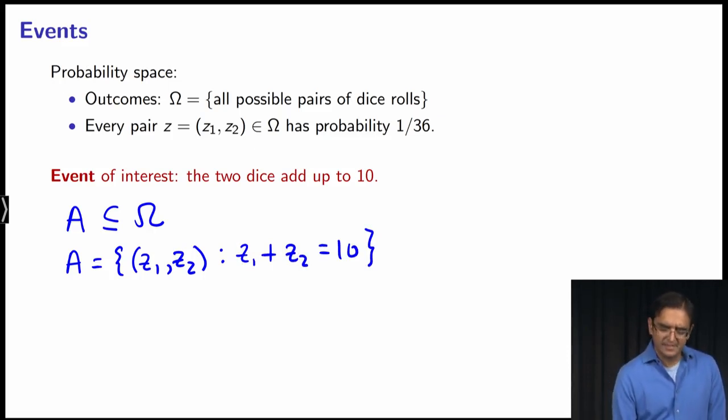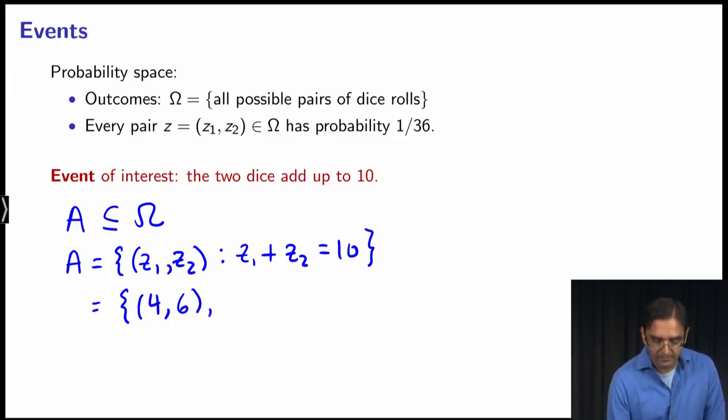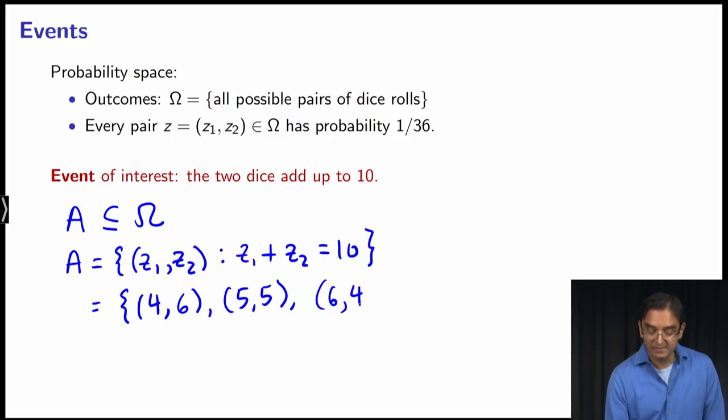Okay, so which pairs are these? Well, if the first die is a 1, then the second one has to be a 9, so that doesn't work. So the first die actually has to be at least a 4. If the first one is a 4, then the second one has to be a 6. If the first one is a 5, then the second one has to be a 5. And if the first one is a 6, then the second one has to be a 4, and that's it. So this is the event that interests us. It consists of 3 possible outcomes out of the 36.